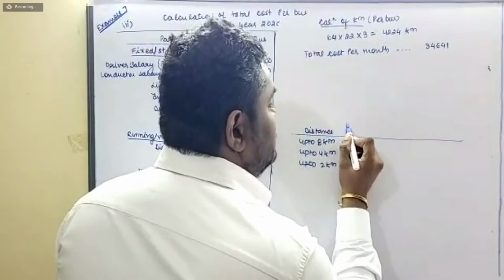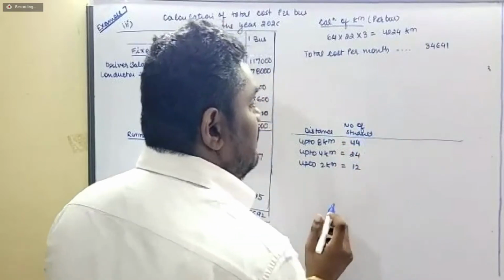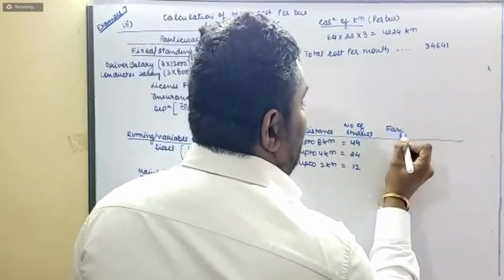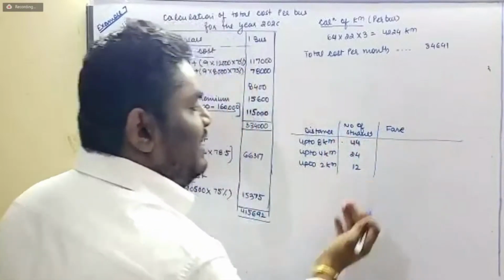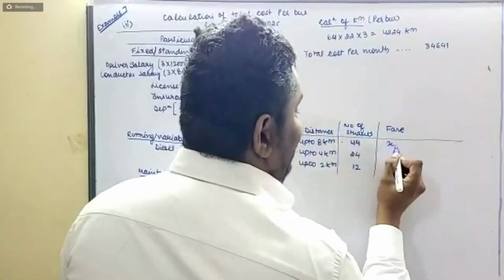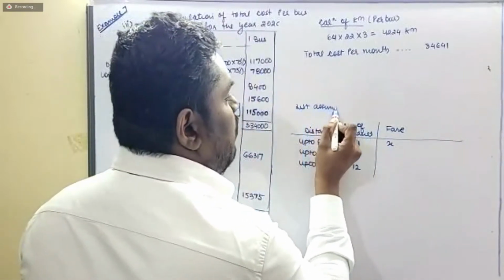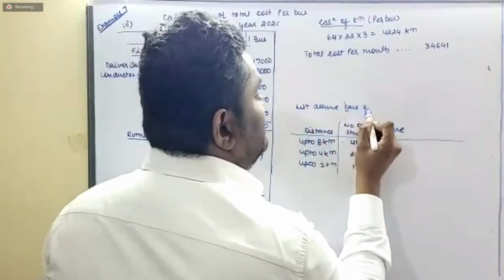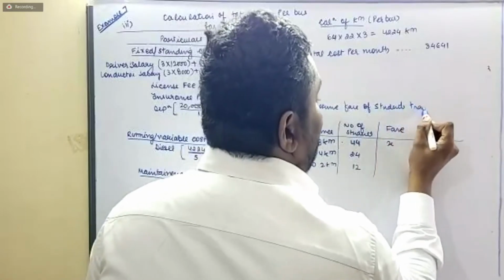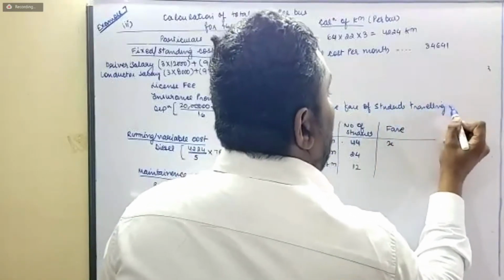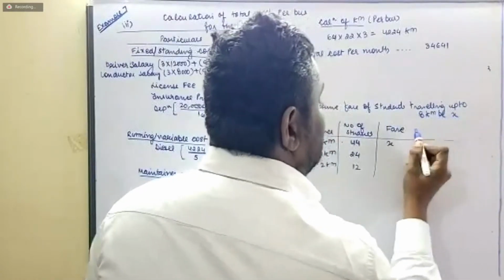This is the distance. This is the number of students. And this is the fare. Let's present it in a different way. Again, we will prepare a table also. Now, let's say the fare is X. Let's assume fare of students traveling up to 8 kilometer be X.